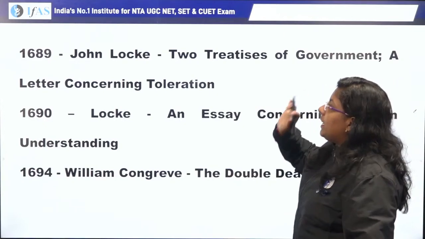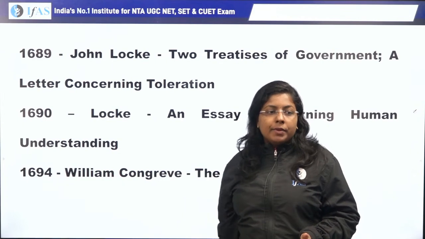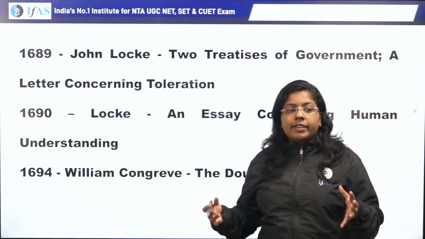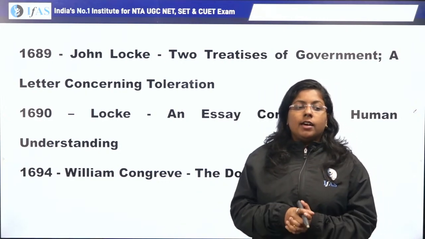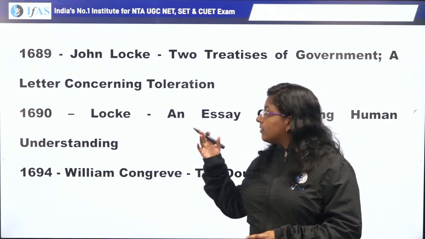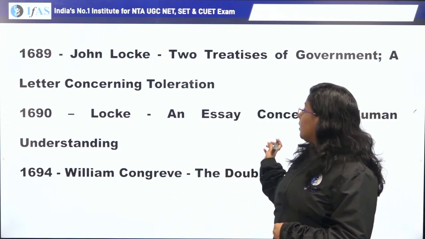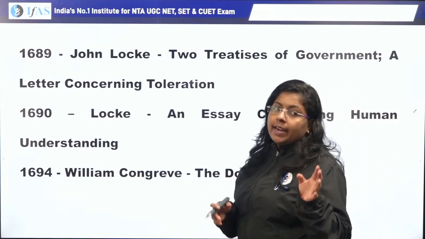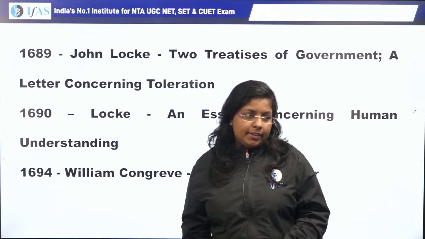And in 1689, we have John Locke's Two Treatises of Government, A Letter Concerning Toleration. Again, in 1690, we again have John Locke, An Essay Concerning Human Understanding, that is published in 1690.